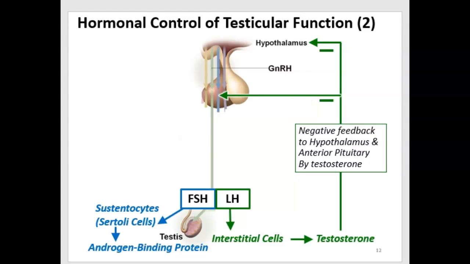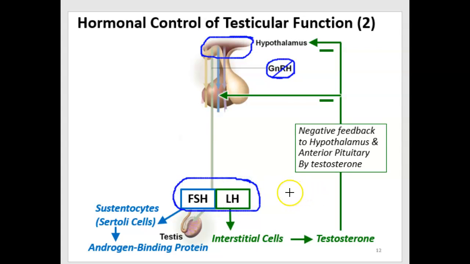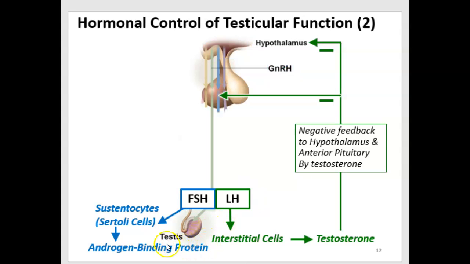So if we look at it more schematically, we see that the hypothalamus makes gonadotropin-releasing hormone. That causes the anterior pituitary to make two gonadotropins, FSH and LH. And those both act on the testis, or testes for plural. Follicle-stimulating hormone causes the Sertoli cells to make androgen-binding protein. Luteinizing hormone causes the interstitial cells to make testosterone.